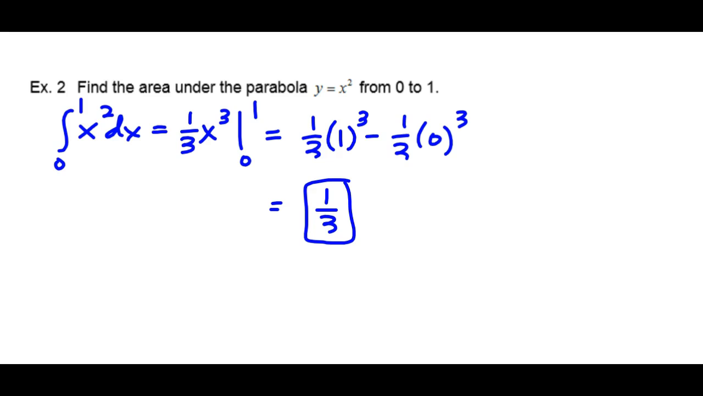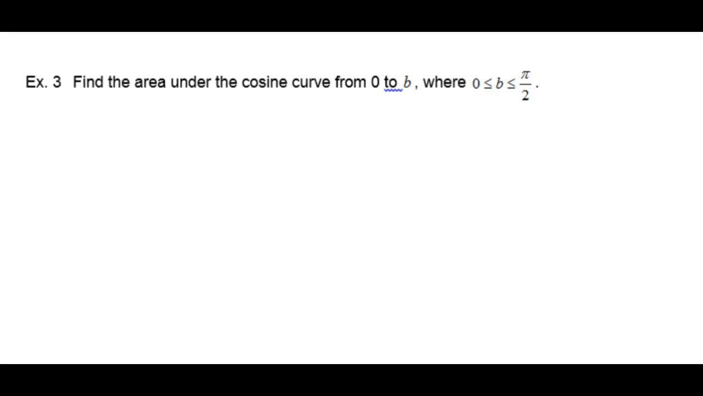Example 3. Area under the cosine curve from 0 to b, when b is between 0 and pi over 2. And that's important because 0 and pi over 2 is in this first quadrant here, which means that whether it's sine, cosine, or tangent, the answer would be positive. So, cosine curve from 0 to b, so cosine x dx.